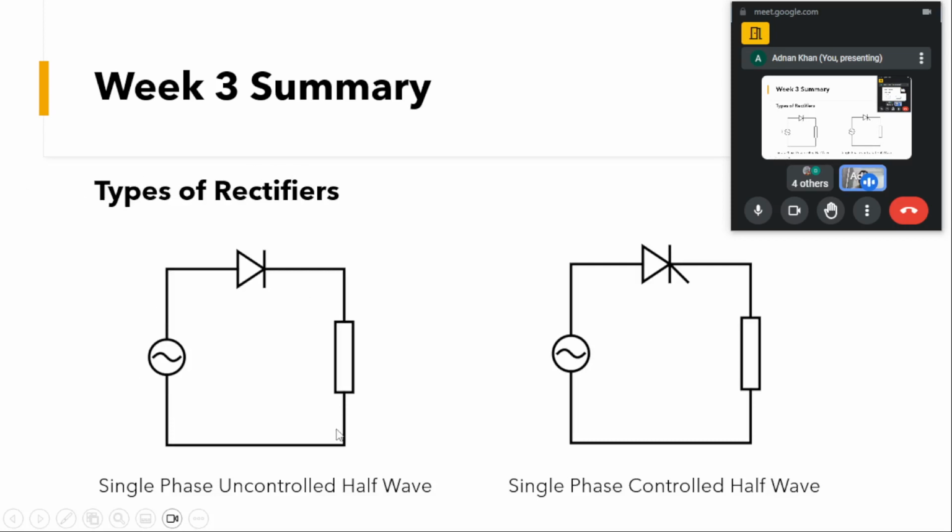Coming to the first part, towards my left, the first picture that I am pointing my arrow towards is a single phase uncontrolled half wave rectifier, and towards the right is a single phase controlled half wave rectifier. Here in the uncontrolled one, you can see there's an uncontrolled device, a diode. We don't have any say in when it can turn on or turn off. It will only depend upon the supply and the load.